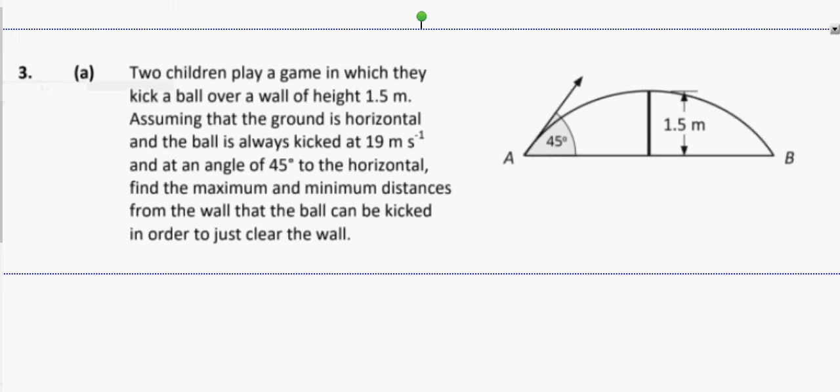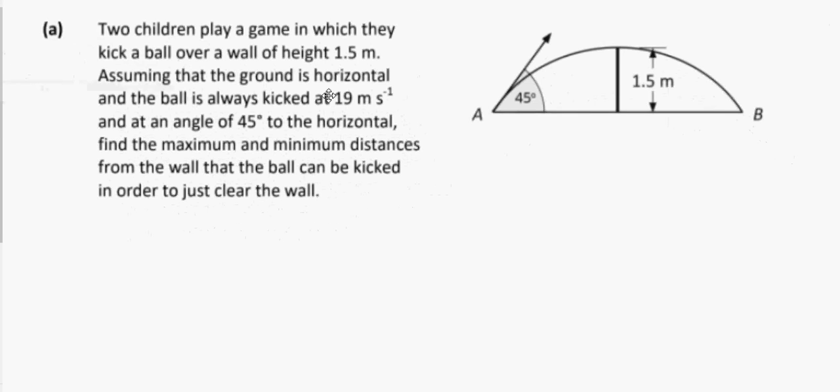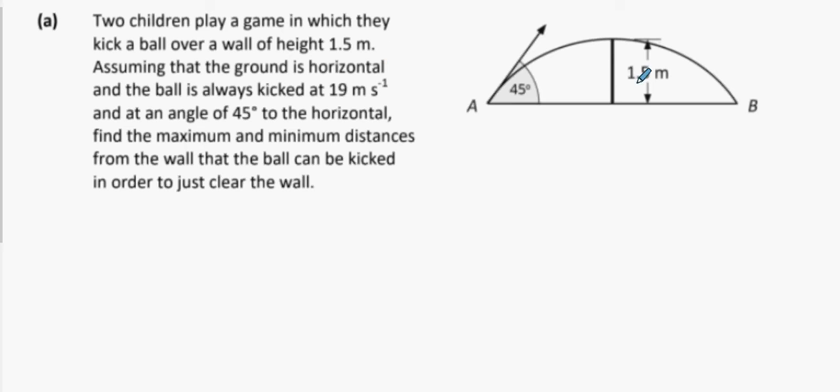Two children play a game in which to kick a ball over a wall of height 1.5 meters, which is in this region here, which means the maximum height will be above 1.5. Assume the ball is horizontal, that the ground is horizontal, the ball is always kicked at 16 meters per second, and at an angle of 45 degrees to horizontal. Find the maximum and minimum distances from the wall that the ball can be kicked in order to just clear the wall.